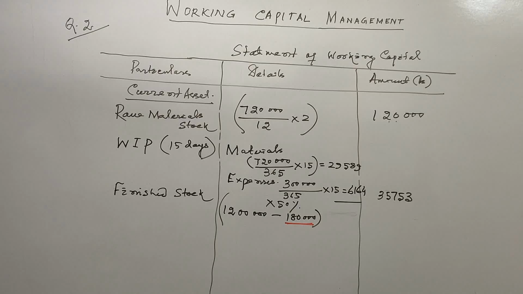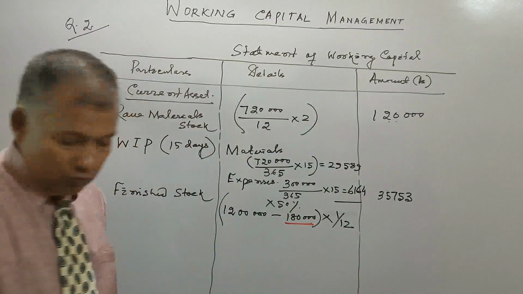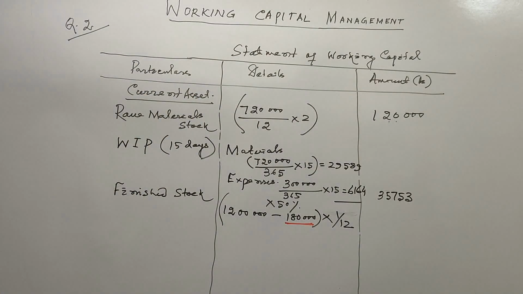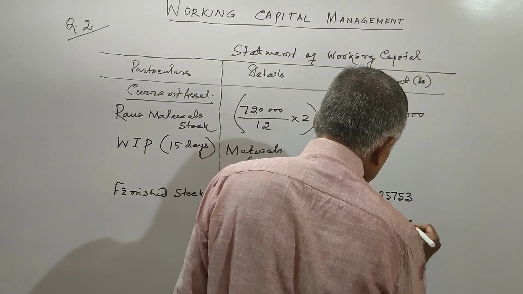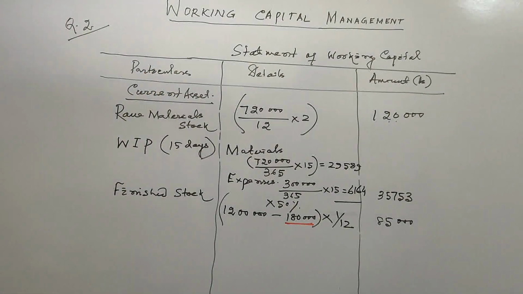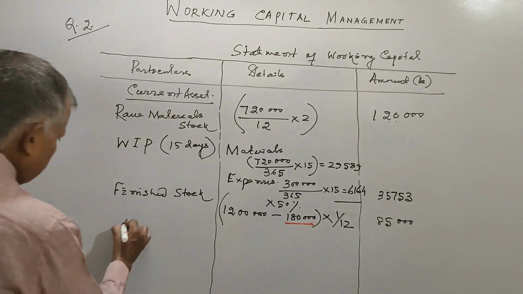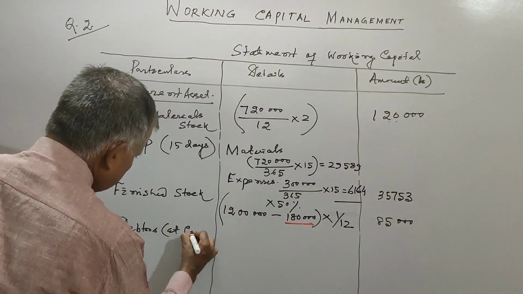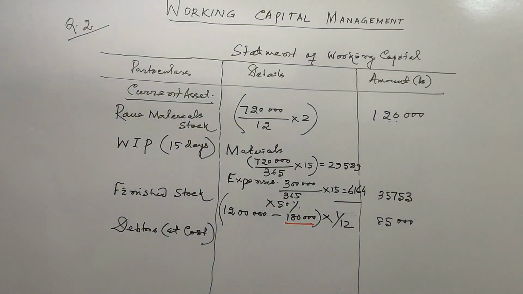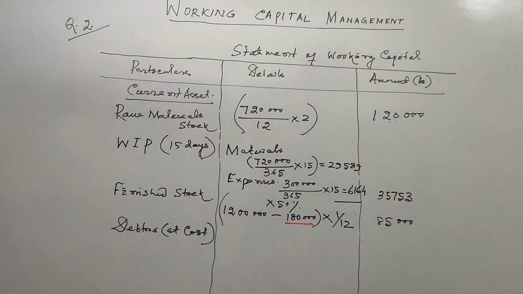And they have given you the finished stock as 1 month, so 1 by 12. So 12 lakh minus 1 lakh 80,000 into 1 by 12 comes to 85,000. So finished stock is 85,000. Right? Then we are coming to debtors. We are taking debtors at cost, because for the bank finance the debtors are considered at cost, and cost means depreciation less.